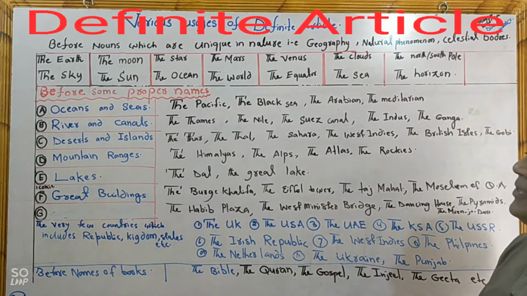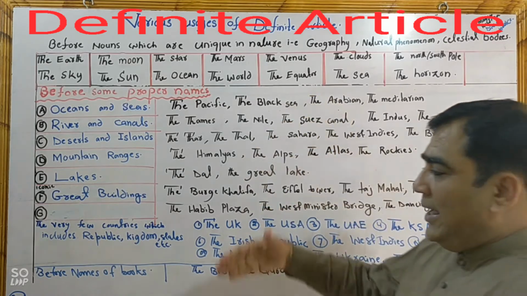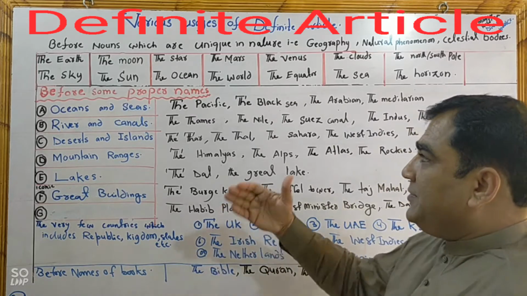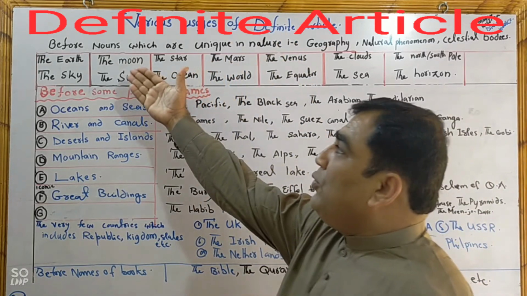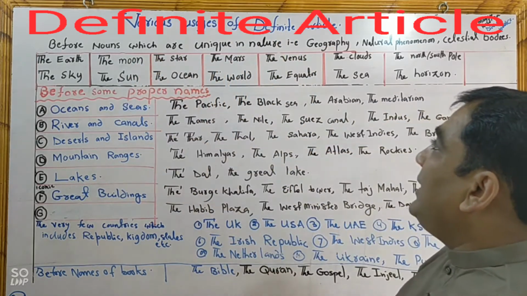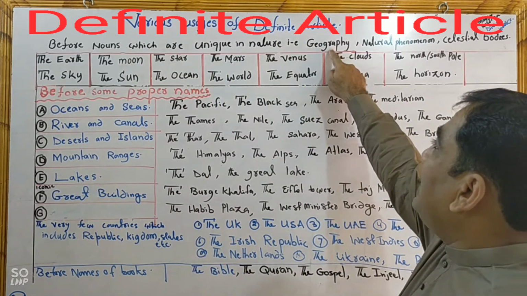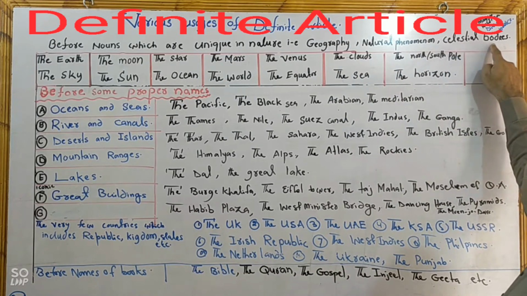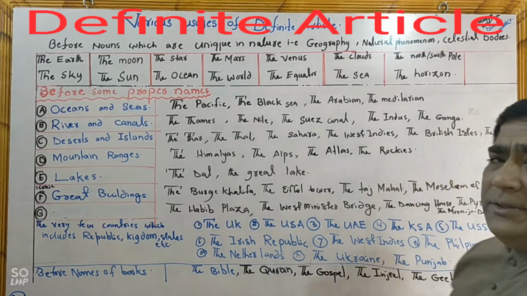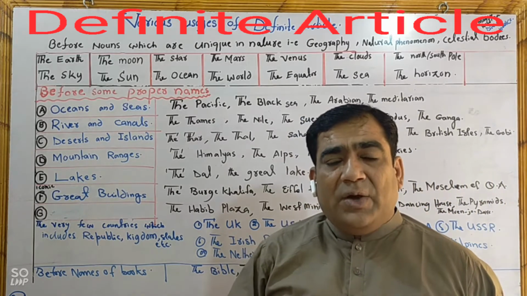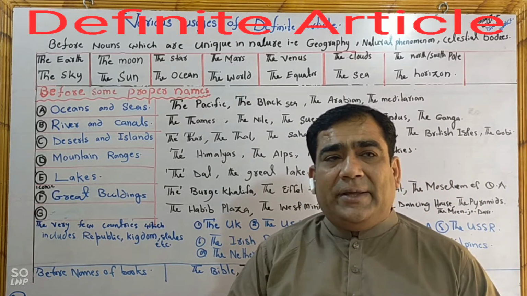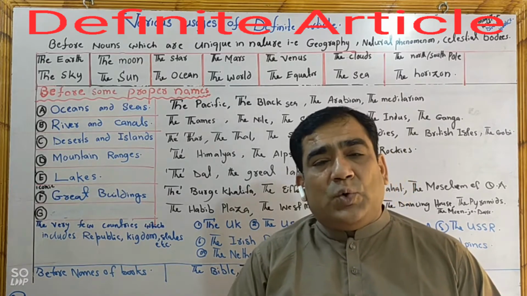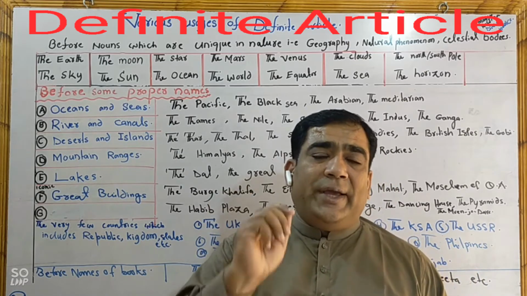Okay students, this is just one rule incorporated or made to specify in this way. Before nouns which are unique in nature, geographically, natural phenomena, celestial bodies, or divine books or magazines, we put the definite article. Especially, "the" is used where there is only one, or unique in the world.